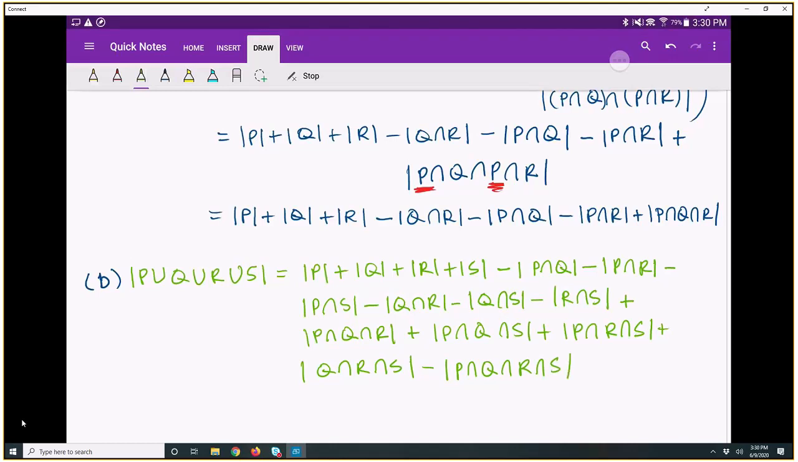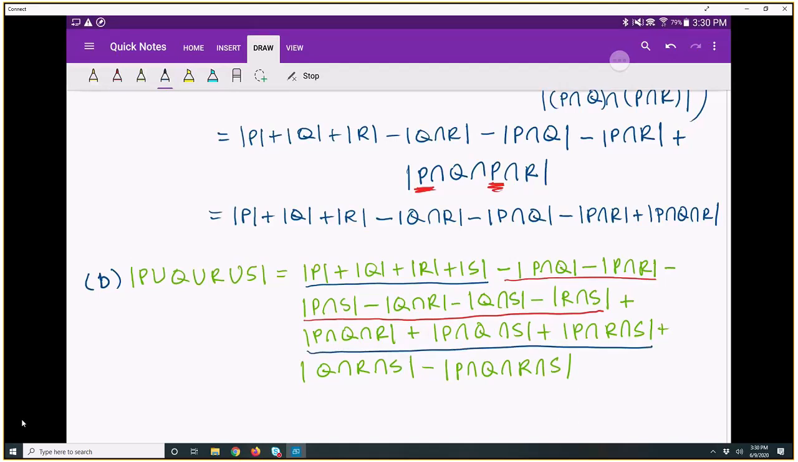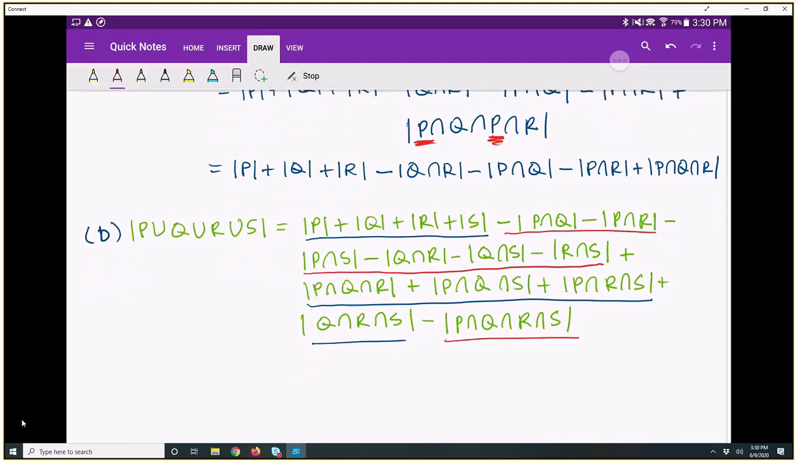So you can see a pattern here, which is that I'm alternating between adding and subtracting the intersections of various sizes. So first I just add in the cardinality of the sets themselves, then I subtract the intersections of two sets, then I add the intersections of three sets, and then I subtract the intersections of four sets. So it's a little bit of alternation there, and that pattern is going to continue if we wanted to do this for 5 sets and 6 sets and so on.